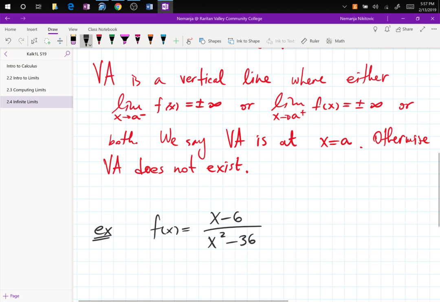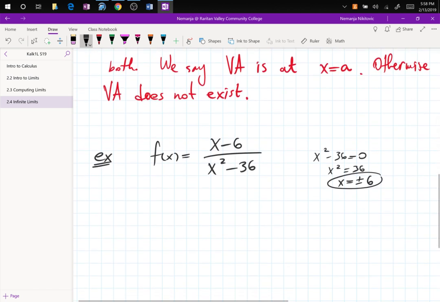So what did you learn in pre-calc? In pre-calculus you learned that you are supposed to take the denominator and set it equal to 0, right? So if you take x squared minus 36 and equal it to 0, you will get that x squared is equal to 36. X equals plus or minus 6. And that will be the end of the story, right? However, now we're in calculus, we have a definition so we can check.